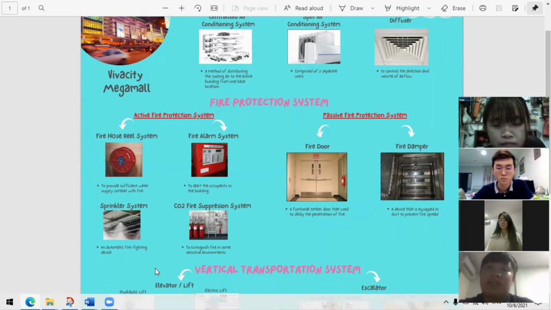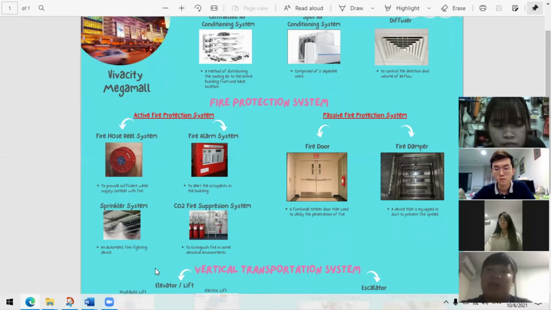Firstly, the fire hose reel is an active firefighting equipment designed to provide a sufficient amount of water supply to combat possible fire danger. The fire hose reel can be found near the exit door for the safety of the user. Besides that, there should be at least one fire hose reel provided in the coverage of every 30 meters and 800 square meters of floor space.